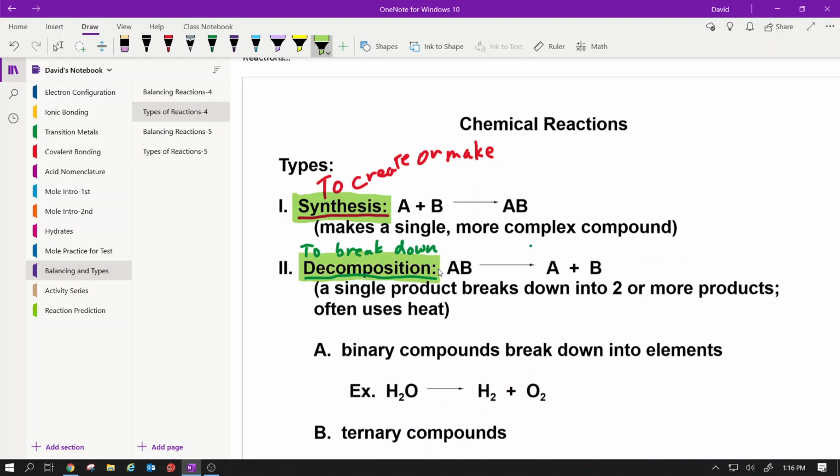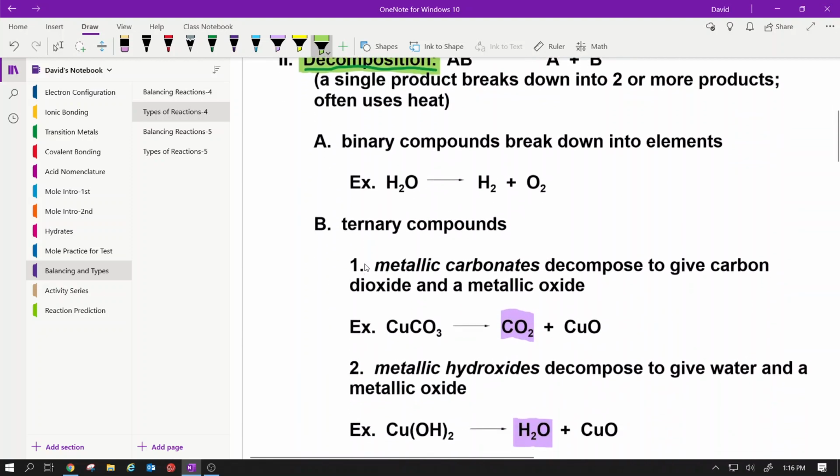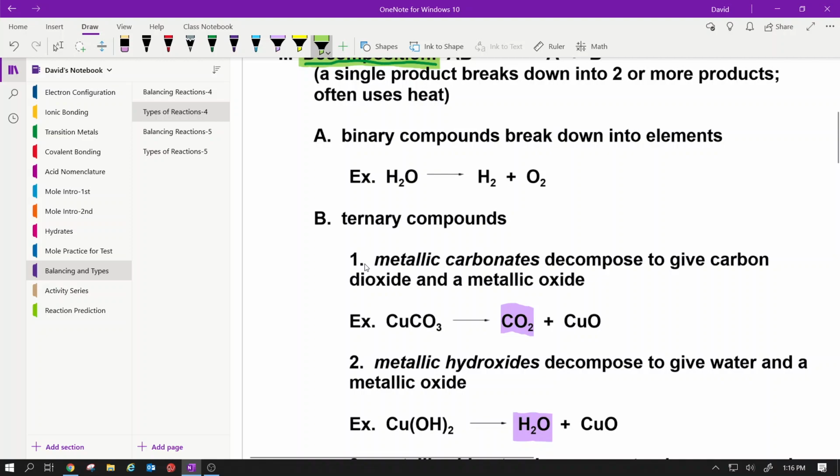Decomposition is the opposite of that. This is when you start with one and break it down into two or more products. Now, I'm going to come back to this in a little while, but right now I just want you to get used to the idea that decomposition is to break those things down. We have several subideas here. Well, I'll tell you what, let's look at that now.